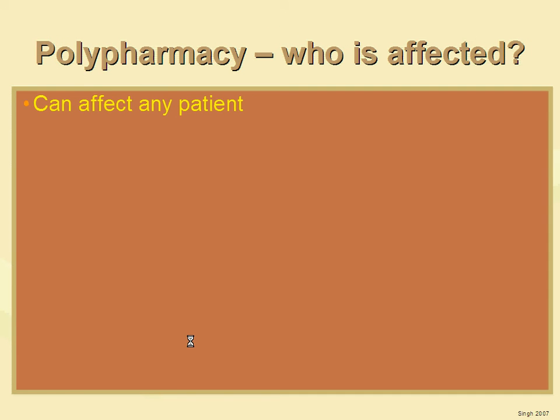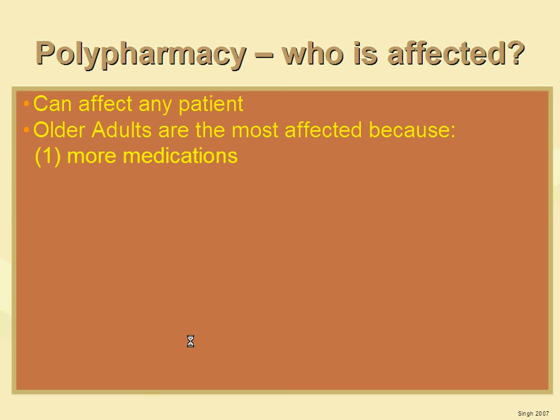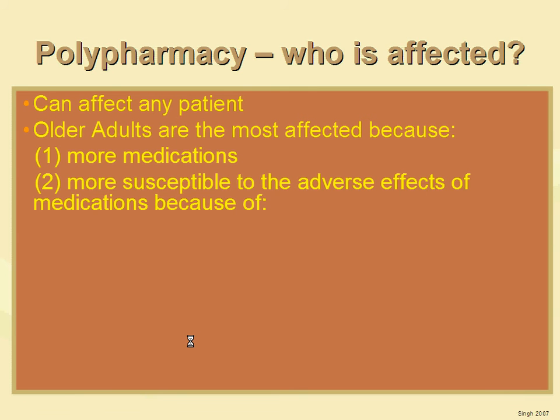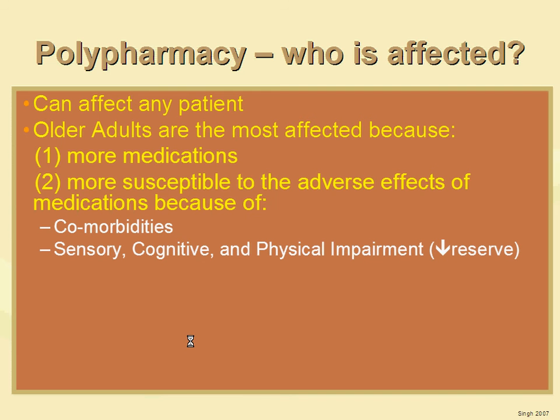Who is affected by polypharmacy? Well, any patient can be affected, but older adults are more often affected. Polypharmacy is often discussed in the context of geriatrics because older patients tend to be on more medications because they have more problems, plus they're more susceptible to the effects of medications because they have comorbidities, they have sensory, cognitive, and physical impairment. That means they have less reserve.